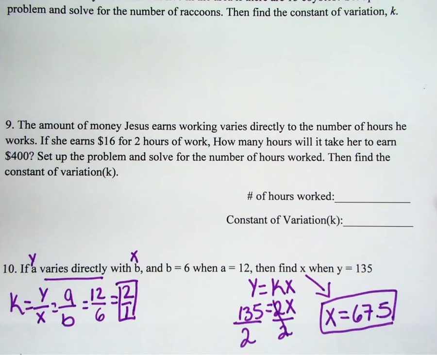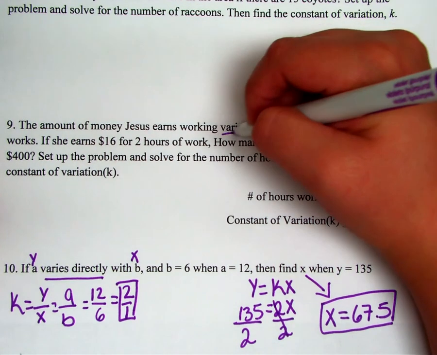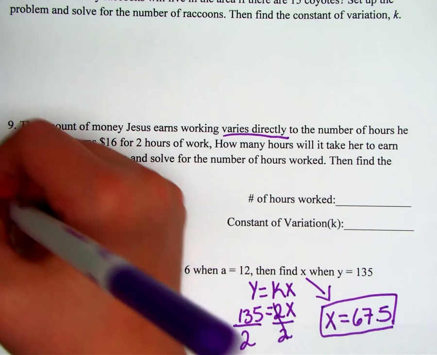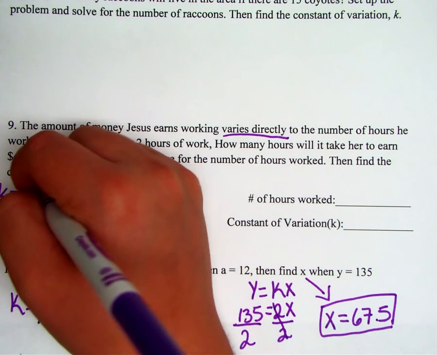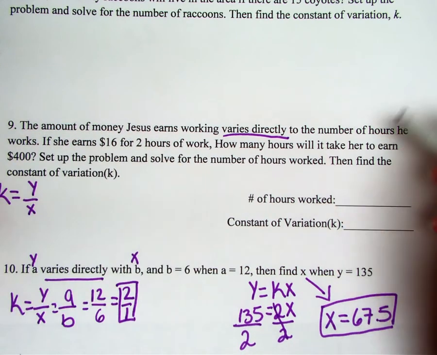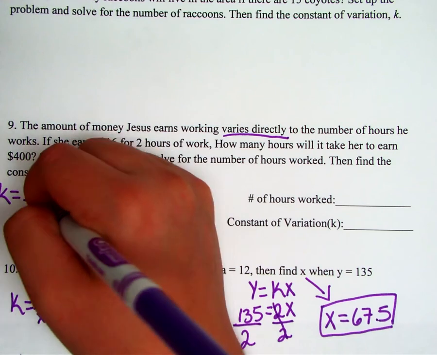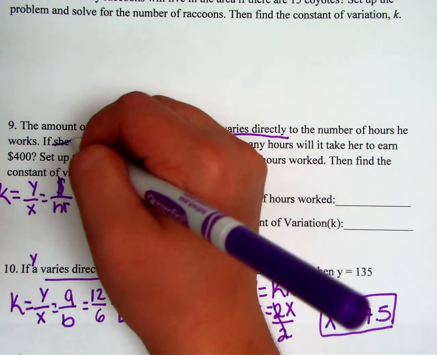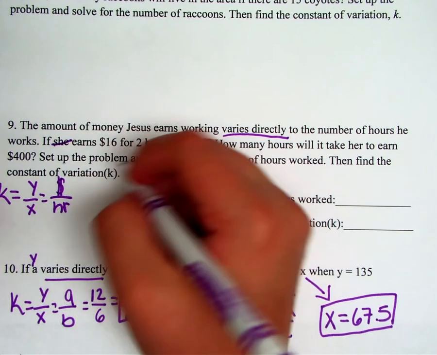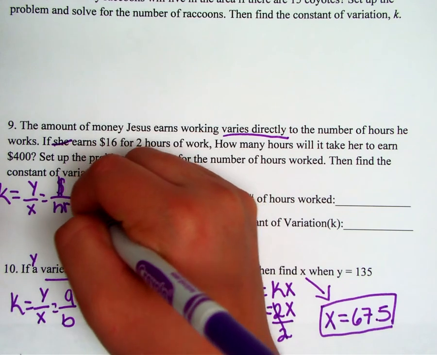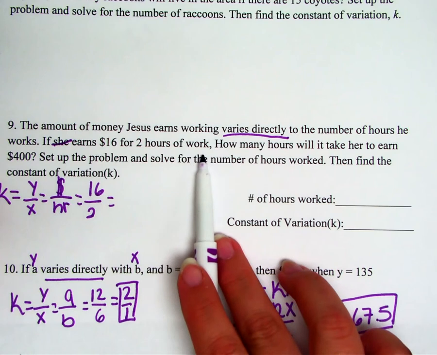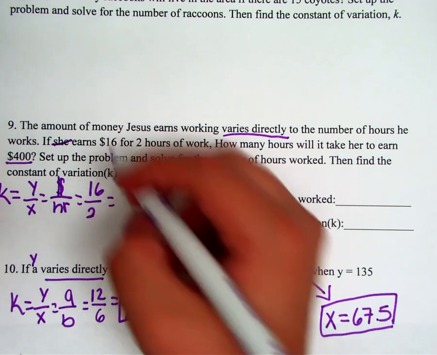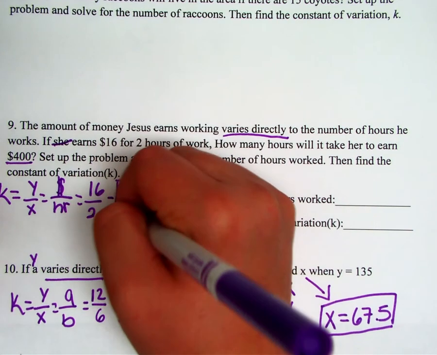The amount of money Jesus earns working varies directly, so there it is again, part of our dependency statement, to the number of hours he works. So if I'm writing my constant y over x, I know that the number of hours worked is at the bottom, where the amount of money is on top. If he earns $16 for 2 hours of work, how many hours will it take to earn $400? So we have to find our K, so we can simplify that down to 8 over 1 as our K.